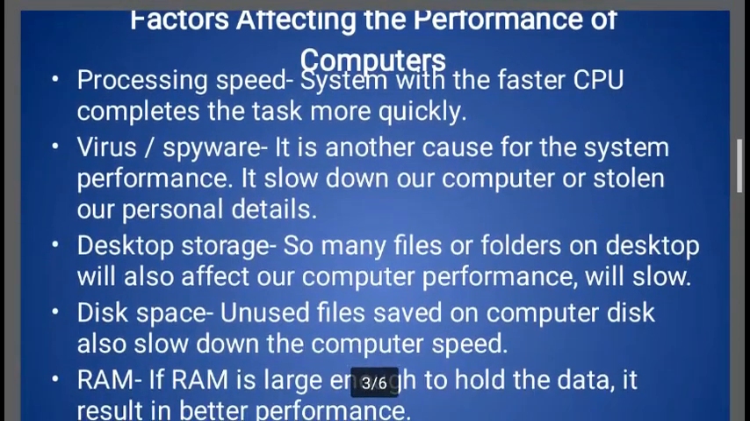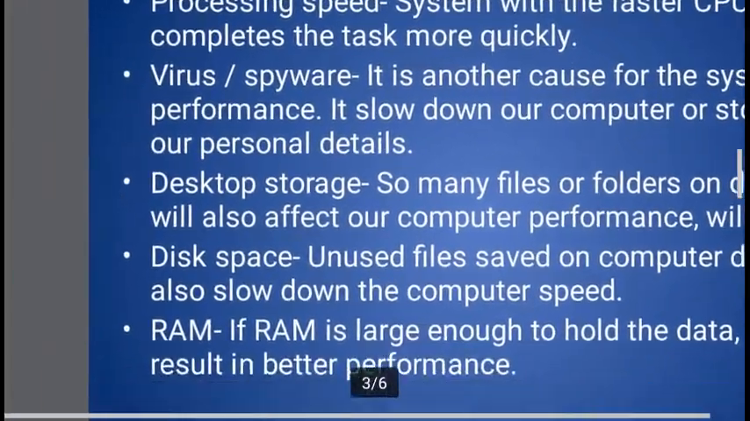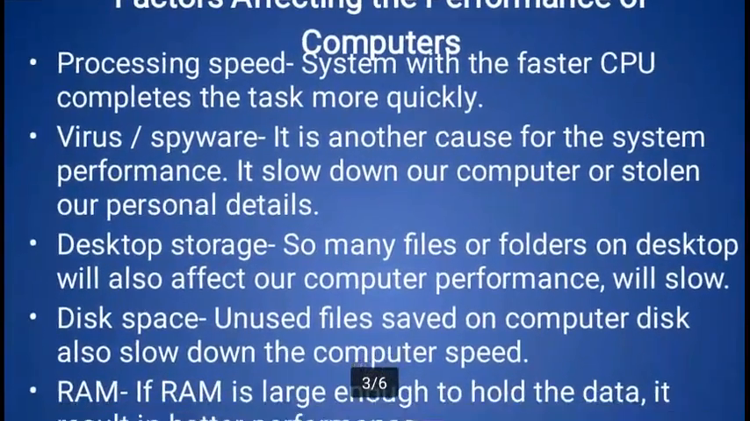Okay, but here one thing is important. The performance of any computer will depend on the following things. First thing is processing speed. A system with a faster CPU completes tasks more quickly. If we have a strong CPU, a latest generation processor, it can process our instructions quickly and fast.